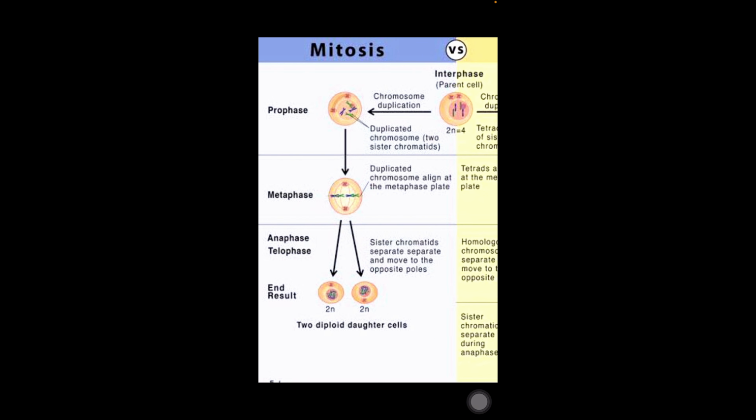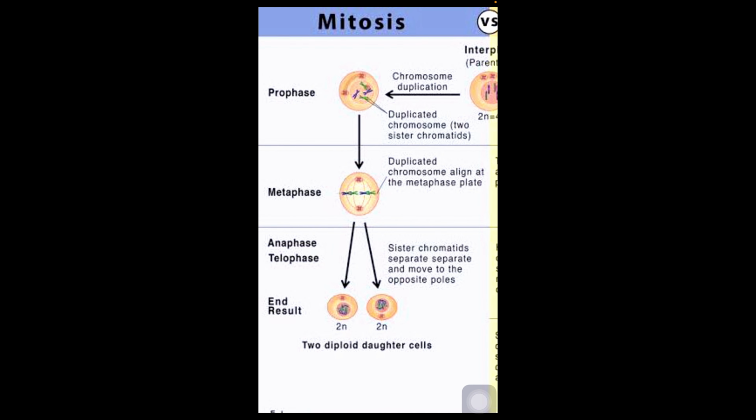With mitosis, we have the prophase, the metaphase, the anaphase, and the telophase. What happens is that the chromosome duplicates, so duplicated chromosomes, that is 2 sister chromatids. Now we have the duplicated chromosomes aligned at the metaphase plate. With the anaphase and the telophase, the sister chromatids separate and move to the opposite poles like we've just discussed. And the end result is that you have 2N, 2N, being 2 diploid daughter cells.